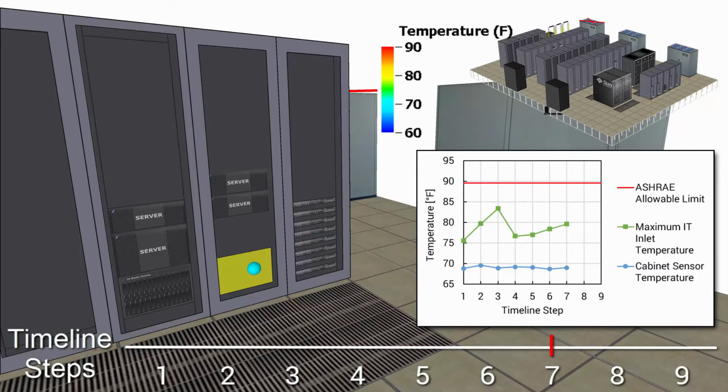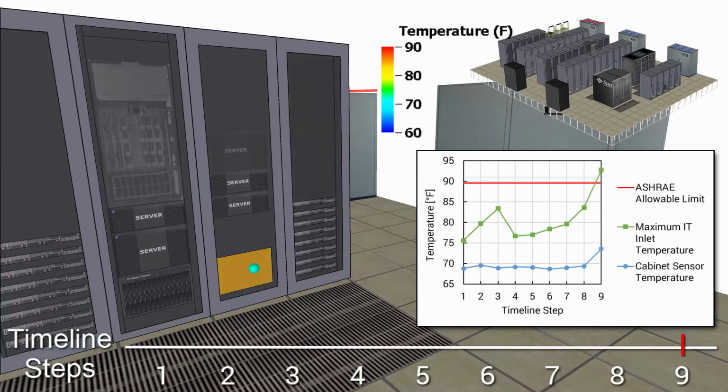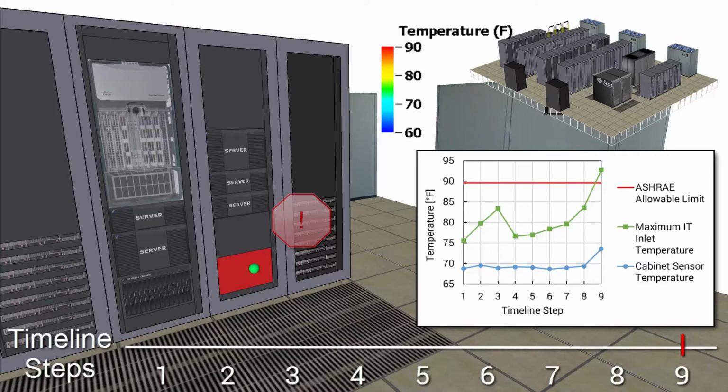The IT inlet temperatures seem to change with almost every deployment. By step 8, the IT inlet temperature is steadily rising with each deployment, but the cabinet sensor still reads green, so we continue with the next deployment. When we get to step 9, the IT equipment overheats. How did the monitoring system miss this?